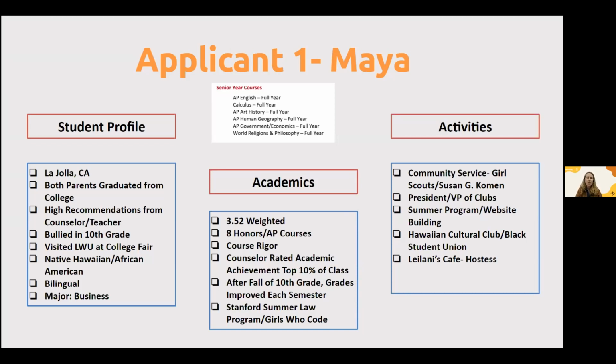And then a couple other things. She's part of the Hawaiian Cultural Club and the Black Student Union on campus. And then she also is a host at a local restaurant. So these are just some of the things that stand out for Maya. And when the admissions advisors are reading through their application, they're going to categorize it in these 3 general categories: activities, academics, and student profile, to help decide if they are going to select this candidate.